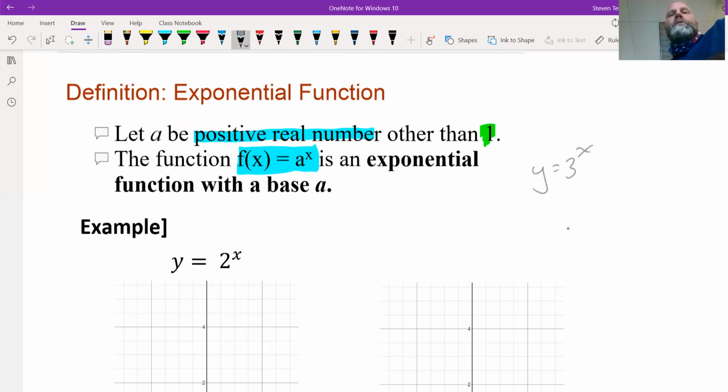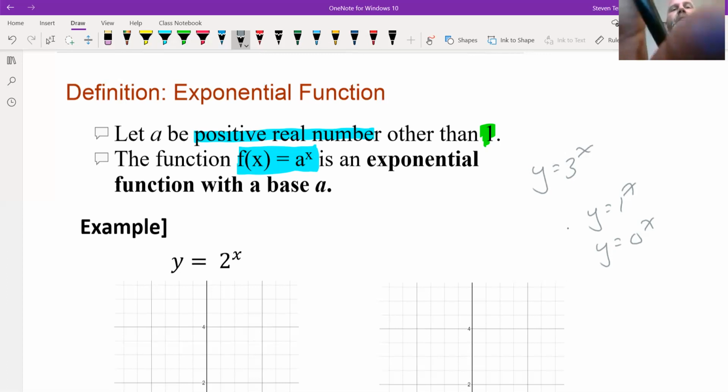Well, what happens if 3 was a 1? If I said y equals 1 to the x, well, no matter what you put in for x, you're always going to get 1 back. So it's a constant, that's linear, that's not exponential. It's not going to have that growth or that decay or that rapid increase or rapid decrease. Also, if I have 0 to the x, then that would also be a constant 0, and that's not going to be your definition of an exponential function.